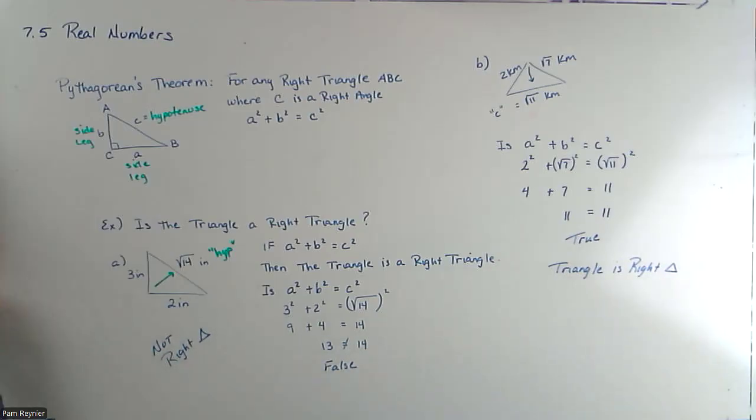So we've taken a look at some real numbers. We talked about radical numbers, rational numbers, irrational numbers, and some application. All right, so that takes care of 7.5.